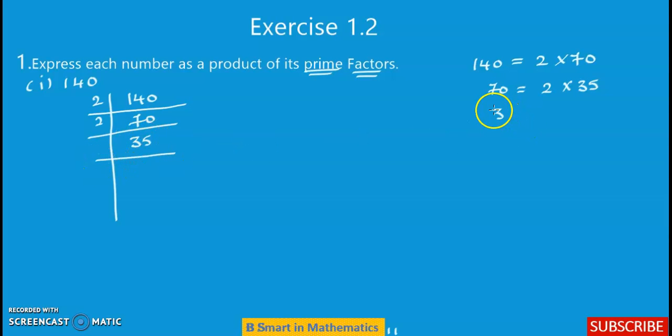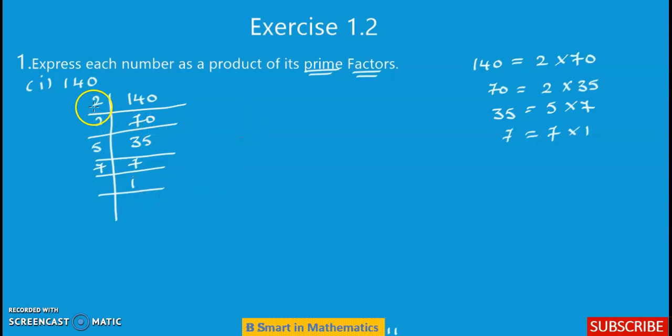Now again, 35 can be written as 5 into 7. You have to write this 5 here, you have to write this 7 here. Again, this 7 can be written as 7 into 1. Write the prime number 7 here. You have to write the 1. Yes, the procedure is completed. You have to do the procedure until you get the 1.